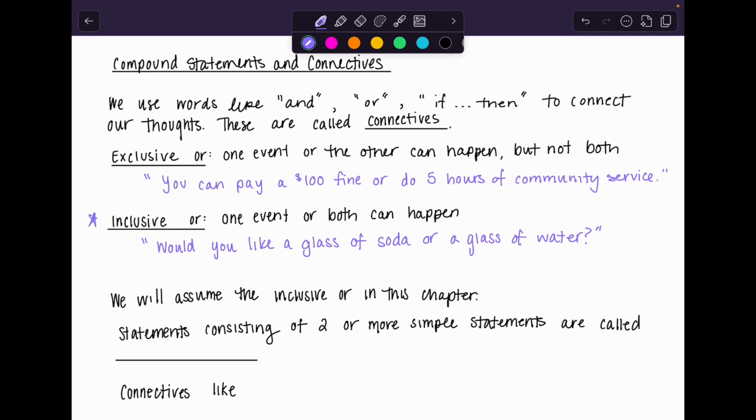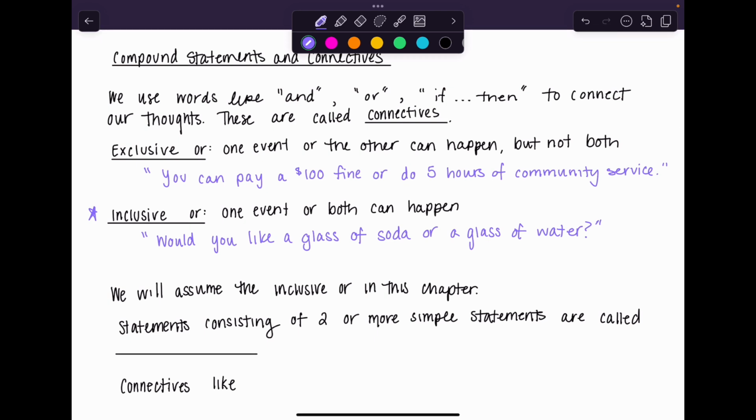This is the or we're always going to consider. It's going to be inclusive, and that's a lot like that union. It's joining those things together. It's one or the other or both. Exclusive is more select. So when you have statements that consist of two or more simple statements, these are called compound statements.